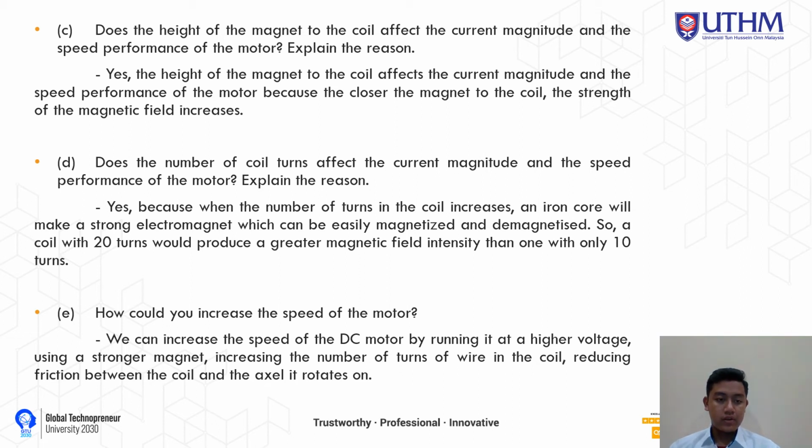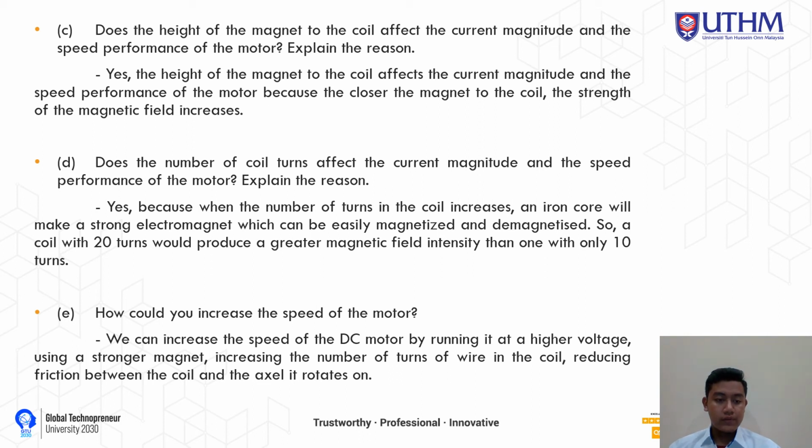For the fourth question, does the number of coil turns affect the current magnitude and the speed performance of the motor? Yes, because when the number of turns in the coil increases, an iron core will make a strong electromagnet which can be easily magnetized and demagnetized. So a coil with 20 turns would produce a greater magnetic field intensity than one with only 10 turns.